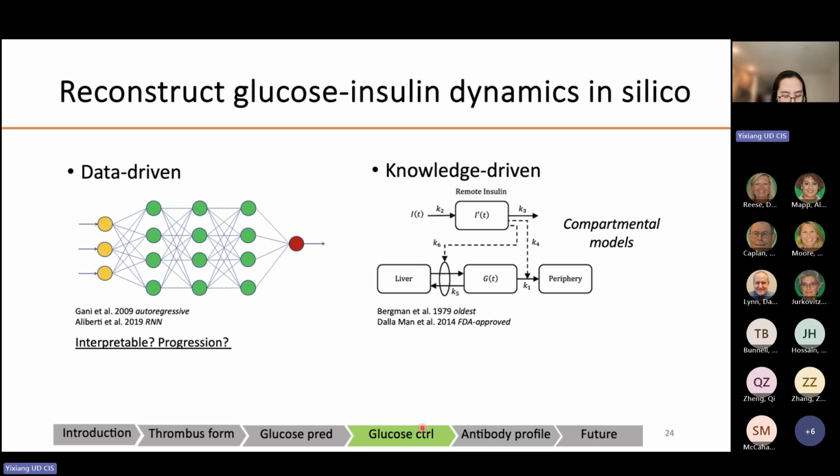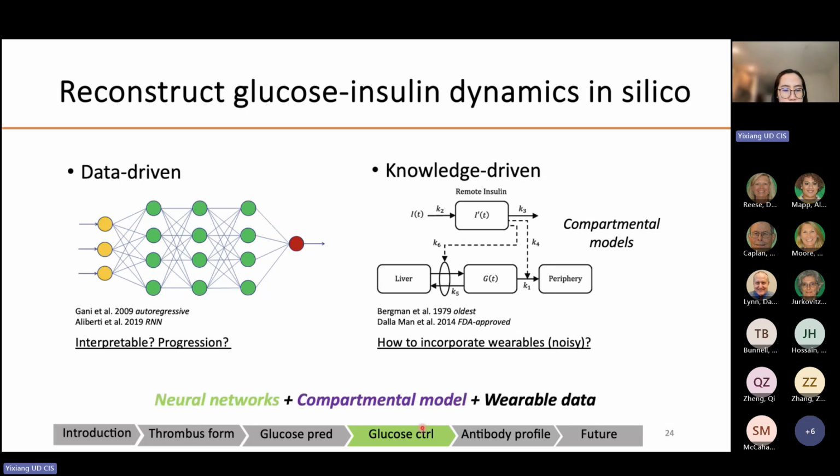However, not every model is the best. For example, data-driven models suffer from a lack of interpretability, and they also have to be updated regularly to address the progression of disease or improvement of therapeutics. Whereas knowledge-driven models assume a smooth function for our patients, and it's really hard to incorporate wearable data, which is actually very noisy due to instrumental errors.